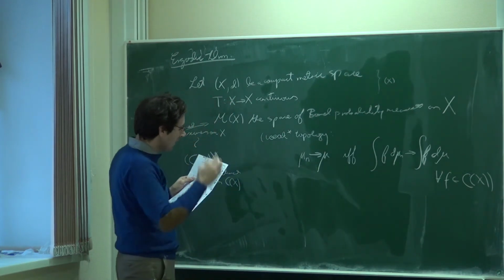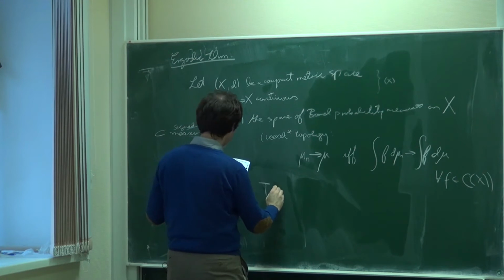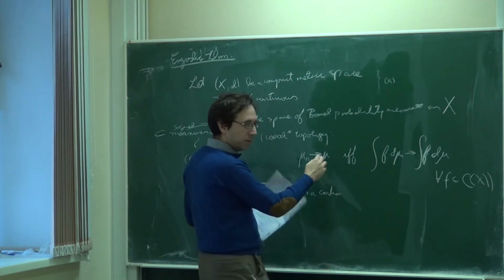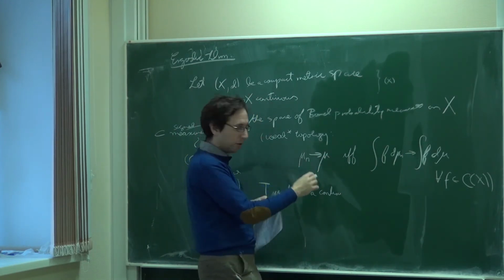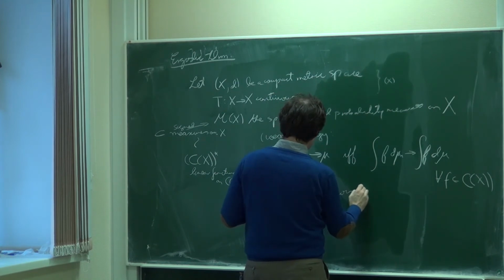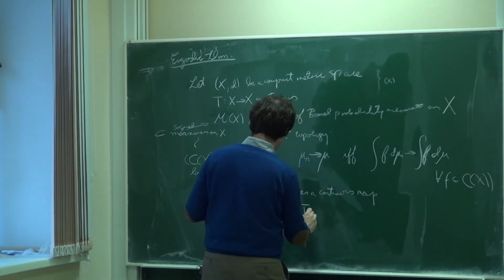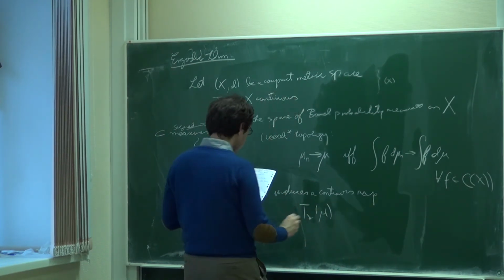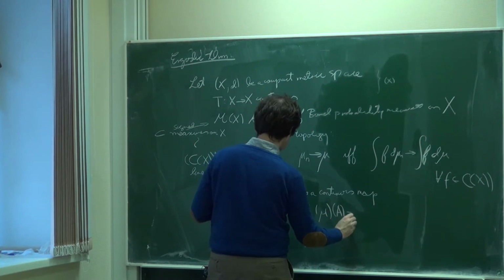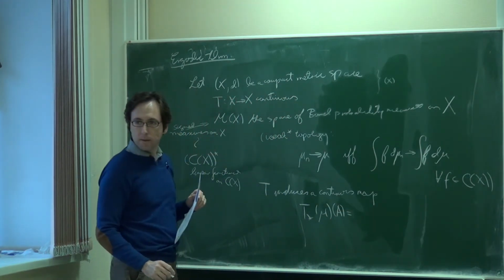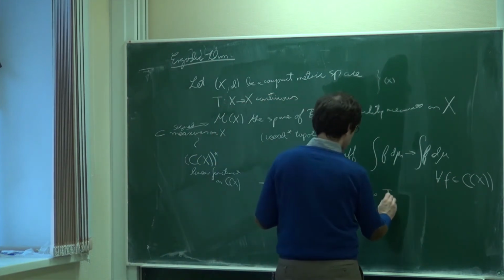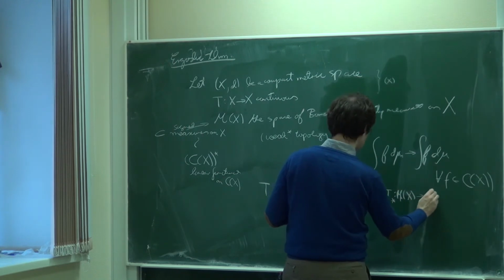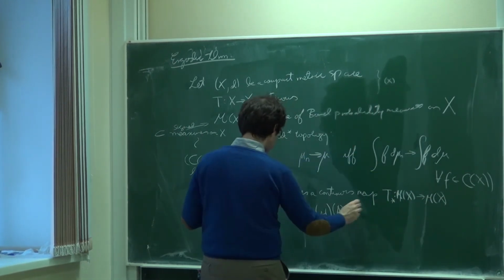Well, very well. So this is the definition of what it means for a sequence of measures to converge to a given measure. T induces a continuous map, the pullback. I always forget whether to put the star up or down, but in this context I think they mean the same thing. T star from M(X) to M(X). So it's a pullback of a measure.